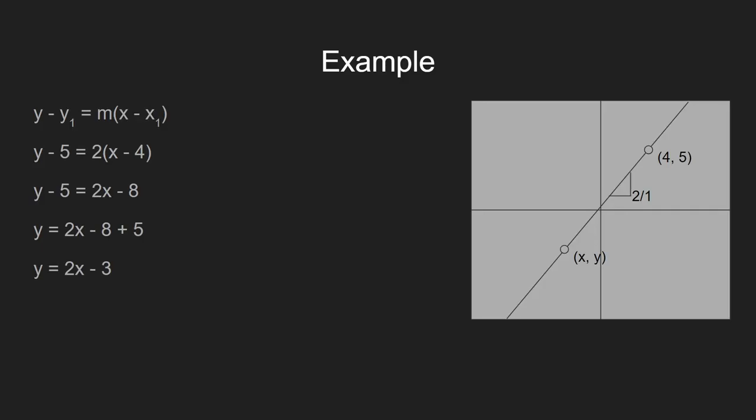To use this to find another point on the line, we can plug in an x or y value to find the corresponding value. For example, if we wanted to know the y value of the coordinate on this line with an x value of 1, we would plug in the 1 for x and solve. 2 times 1 is 2, and 2 minus 3 is negative 1. So the coordinate on our line with an x value of 1 has a y value of negative 1. Ergo, our coordinate is 1, negative 1.